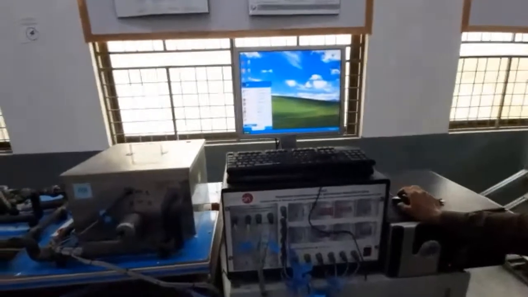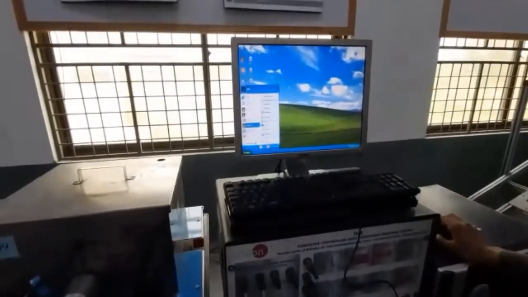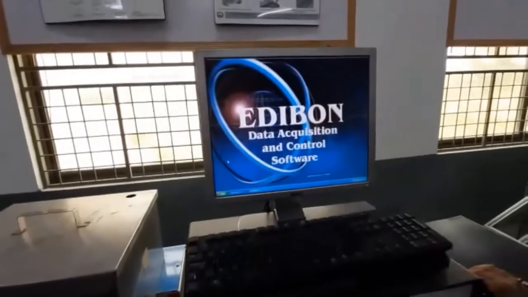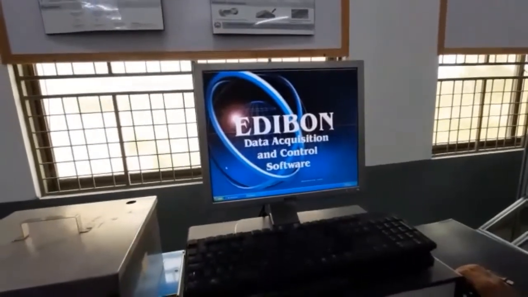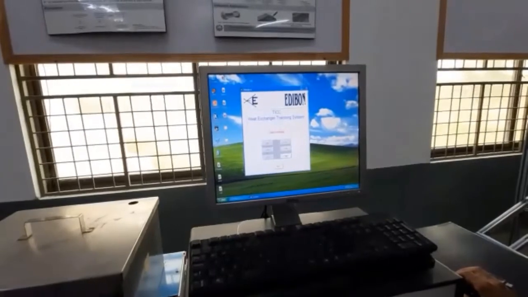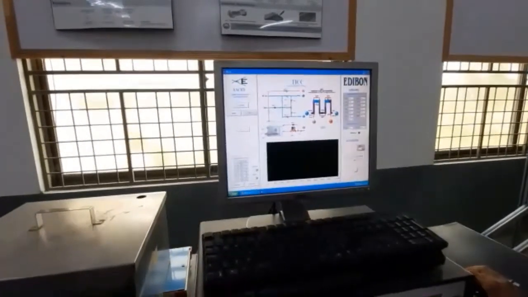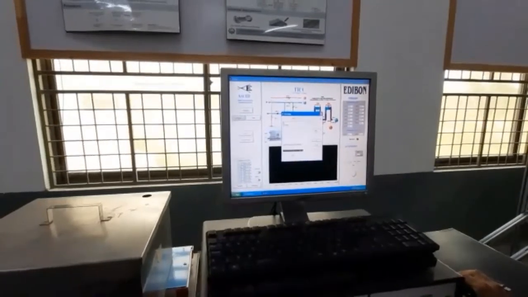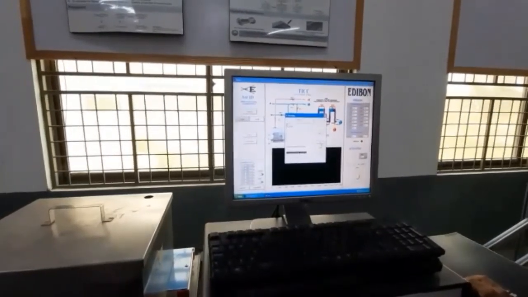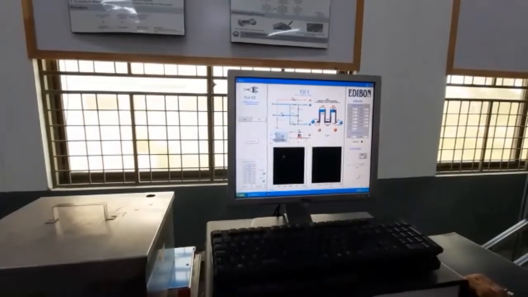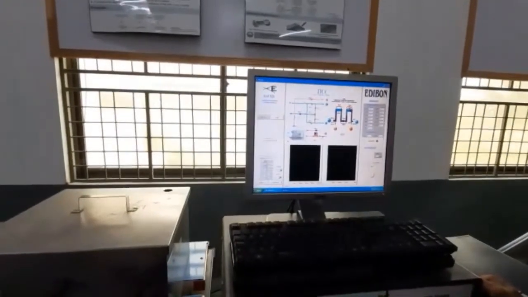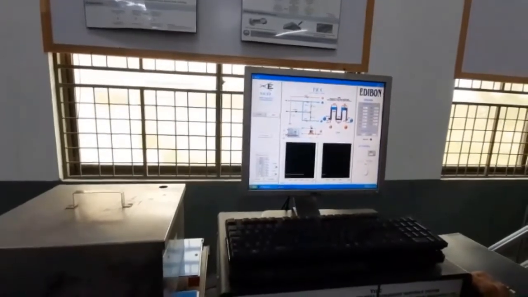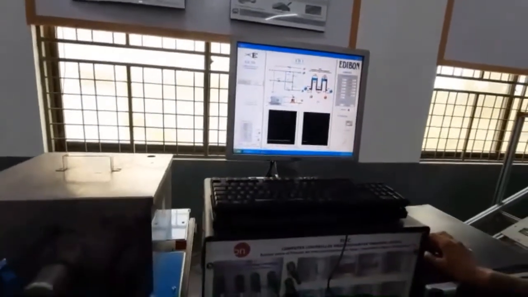Now this is the main computer on which we have installed the software. The company is Adibon, which has provided all of this software. So different heat exchanger options are there. We will click the relevant one, and now you can see that we will start this, and in the upper right corner of the computer we will get the values of temperatures. So these are all temperatures which can be plotted on the graph as well.